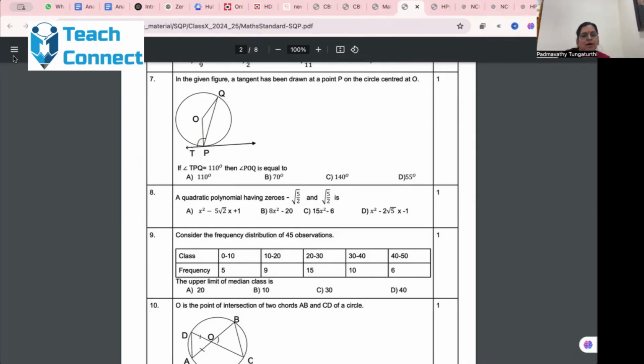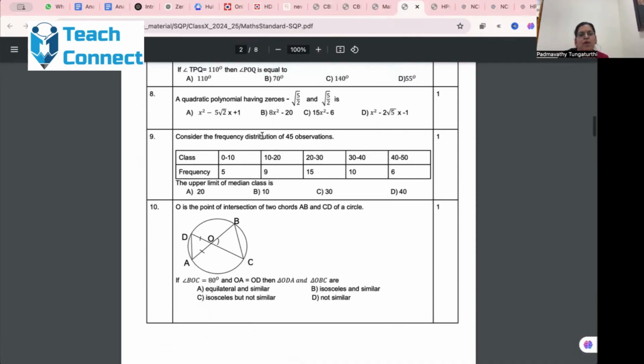Now look at question number 8. It's a quadratic polynomial having zeros of minus root of 5 by 2 and plus root of 5 by 2. If minus root of 5 by 2 is alpha, and plus root of 5 by 2 is beta, then x square minus (alpha plus beta) into x plus gamma is equal to 0.